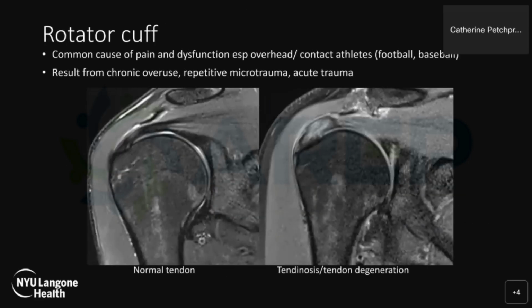Athletes use their shoulders at high levels and often repeatedly, and that can cause rotator cuff pathology, which, like the rest of us, is a common cause of pain and dysfunction. Normal tendons are low signal on proton density sequences. With aging and overuse, the tendon undergoes degeneration, which we call tendinosis or tendinopathy. On MR imaging, the tendon increases in signal and can be enlarged.